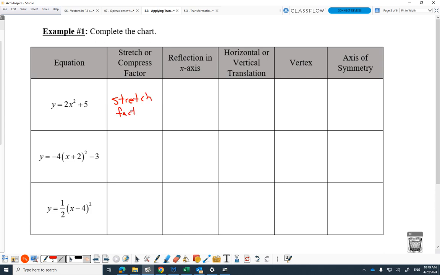Factor 2. Is there a reflection in the x-axis? That's just a fancy way of saying, is it up or down? Did it get reflected? No. This one's still upwards. I'm just adding a few words in there to our interpretation. Horizontal or vertical translation. Did it get moved horizontally? Nothing in the brackets, so no horizontal, but it did have a vertical, the plus k, so up 5.